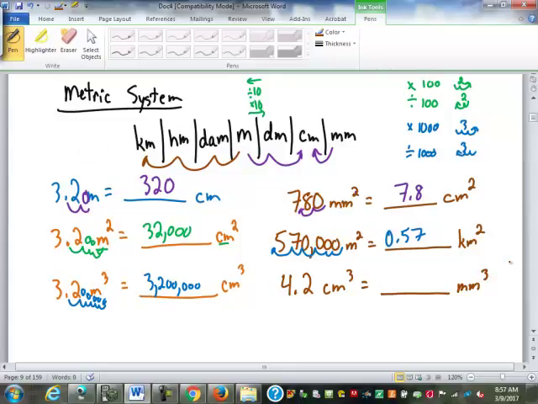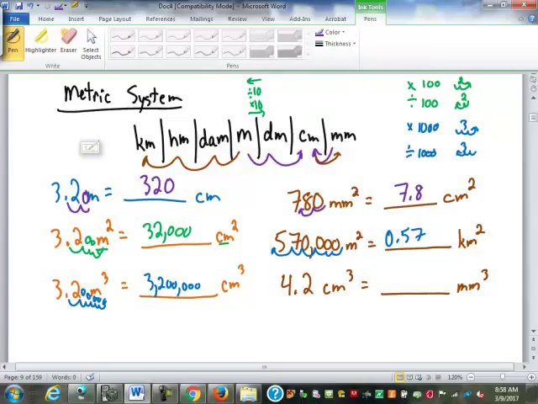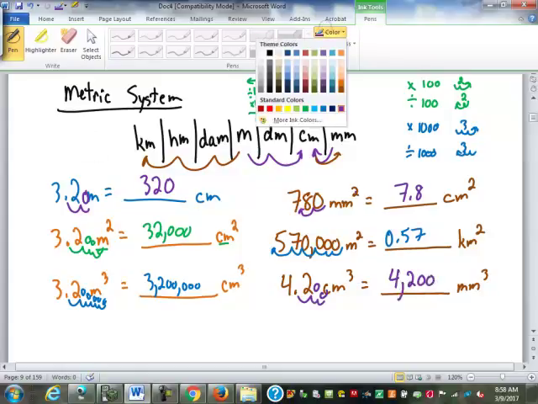.2 centimeters cubed into millimeters cubed. Centimeters to millimeters is 1 spot to the right. Are we going to move 1 spot? No. We got to triple it because it's cubed. So we got to go 1, 2, 3 spots. 4,200 millimeters cubed.